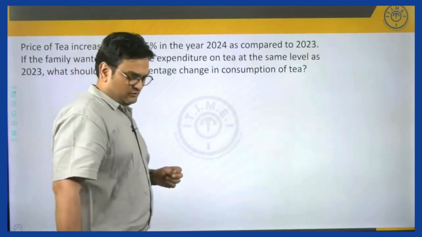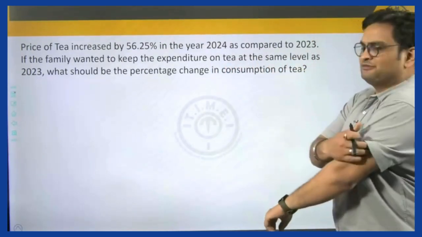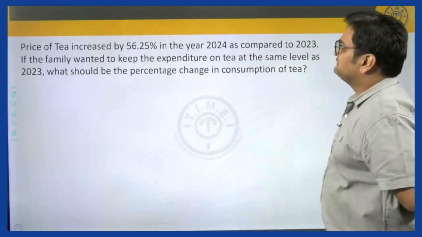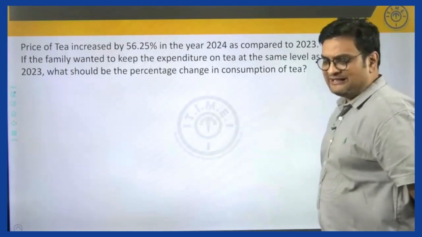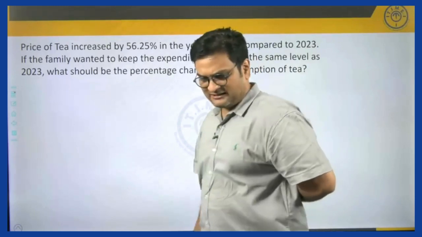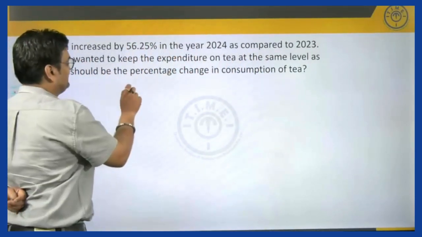So for example, look at this question. You can pause it for a minute, try it out. I'll discuss it anyways here. Price of tea increased by 56.25% in the year 24 as compared to 23. Okay, so the price is increasing.